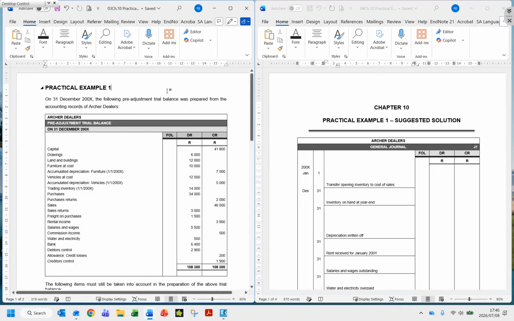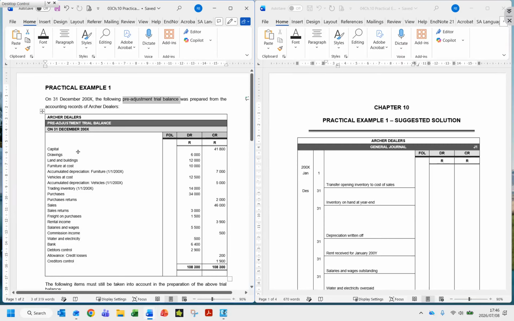We now look at practical example 1. On 31 December 2000X, the following pre-adjustment trial balance was prepared from the accounting records of Archer Dealers. When we look at the name of the trial balance, which we call pre-adjustment trial balance, this is the same trial balance that you have prepared up until this point.